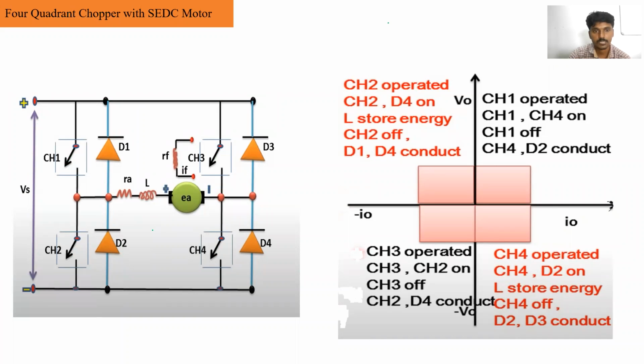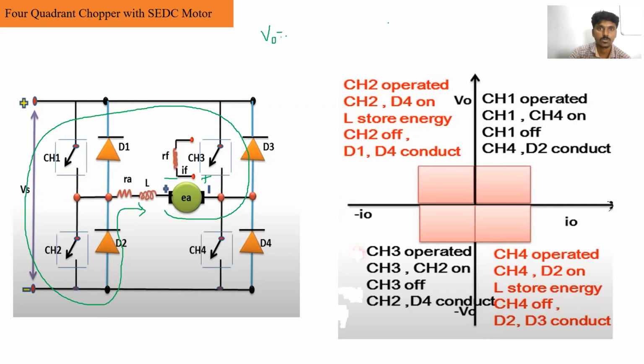Whatever energy was stored in the previous case will be released through the diode D3, through the supply, through D2, like this, with the reverse polarity of the output voltage. So this will become positive and this will become negative now. So output voltage V0 is negative, and output current is still positive.